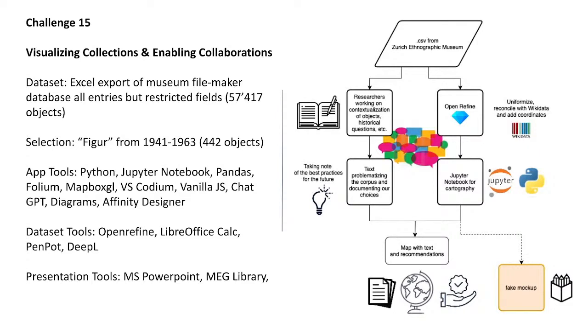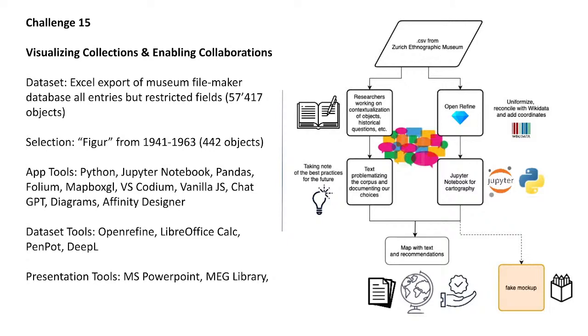And then for the tech part, we put all the data into OpenRefine. We had to uniformize something, reconcile with Wikidata, and add the coordinates with that tool. And then we put everything in a Jupyter Notebook to make the cartography. The Jupyter Notebook is almost working, so what you will see on the orange arrow for today is still a fake mockup, but it's almost completely working.